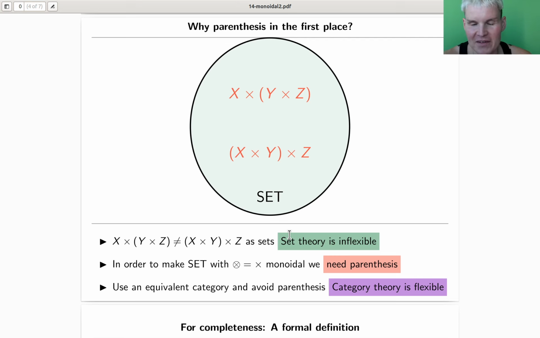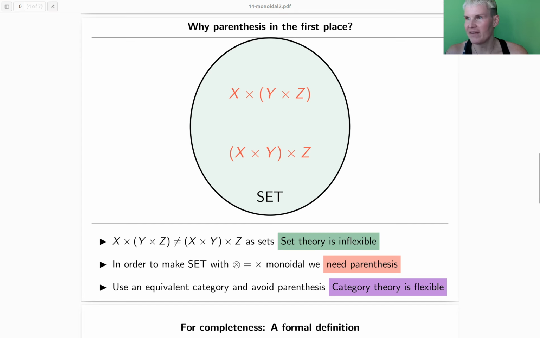But of course, they always look the same, right? So they should be the same. And the whole idea of category theory is that we can just identify them. Yeah, category theory is much more flexible, so we can just say they're equivalent. So Set is equivalent to a category where they're all the same. Right? So if we would do that in Set with the monoidal product being, well, the Cartesian product, then this is not the same. So right, so we would need parentheses.